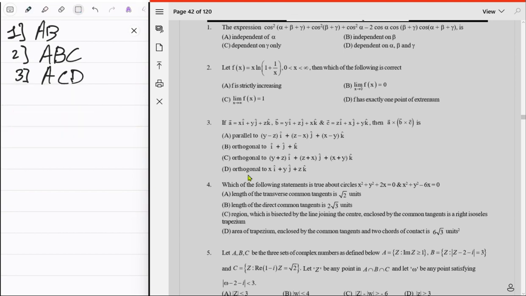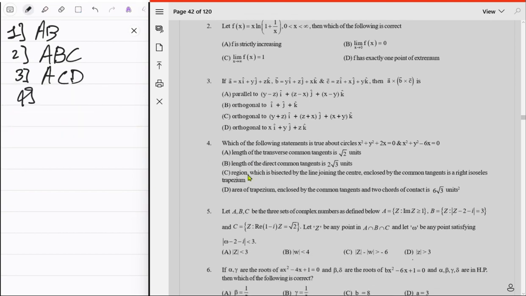Okay, cool. Next question, fourth. Fourth is which of the following statements is true about the circles, this circle and that circle: the length of the transverse common tangents is square root of 2 units. Transverse common tangents. Okay, common tangents, fine. That's not good. Length of direct common tangents.